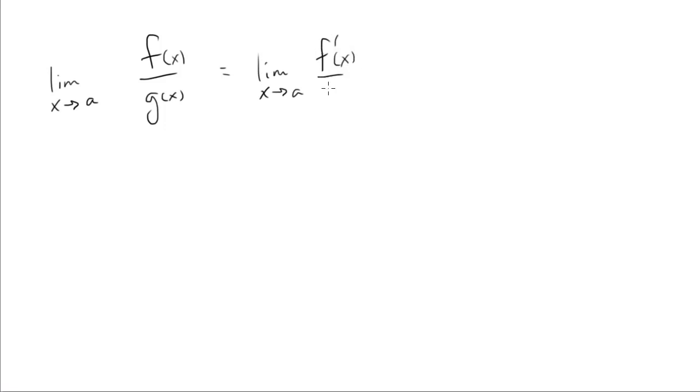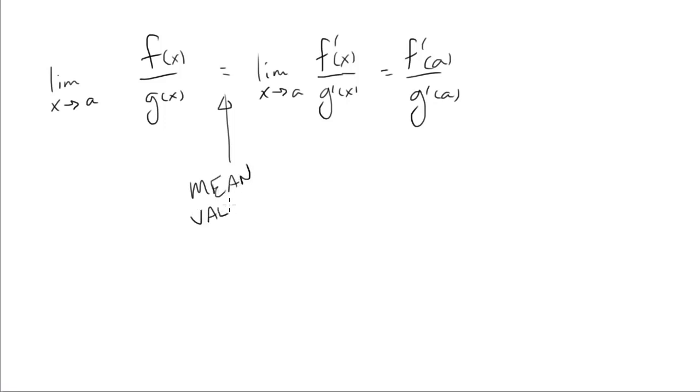Let's do the proof of 0 over 0. Here's what we want to get to, is that the limit as x goes to a of f over g is the limit as x goes to a of f prime over g prime. We're going to use the mean value theorem to connect it. And we're going to change a variable as well. So mean value theorem, c is some number between x and a.